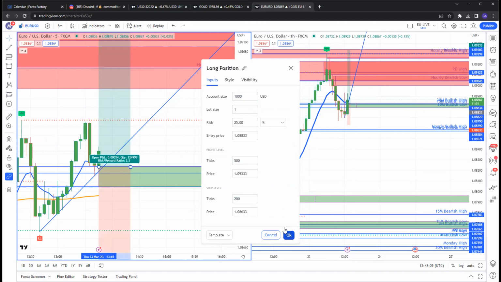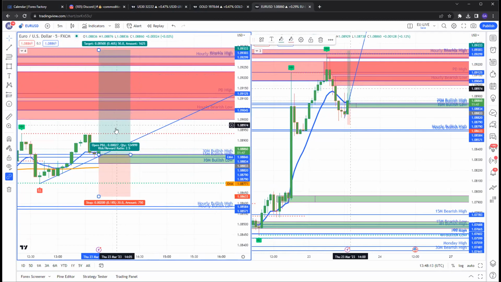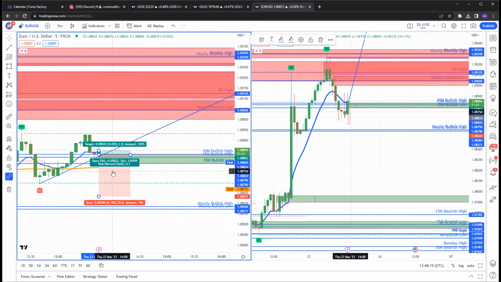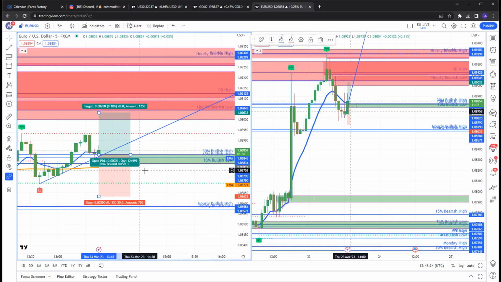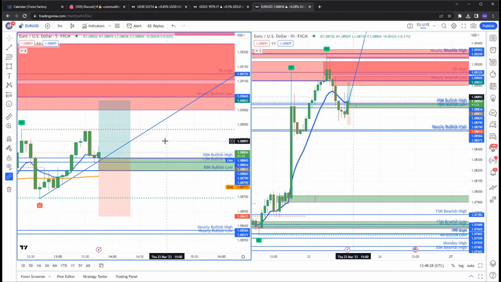So 20 pips stop loss, 50 pips take profit, but this is too high. Let's see where 20 will be. No, it should be, I keep forgetting, for EU and gold you have to add a 0. Perfect. So it would be 20 pips take profit, 20 pips stop loss, and we are in a bullish trend.